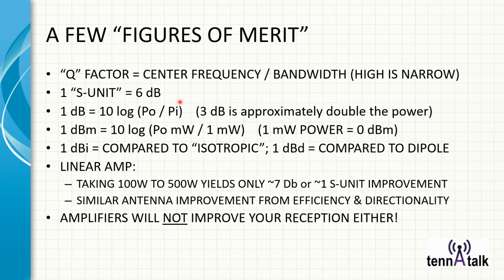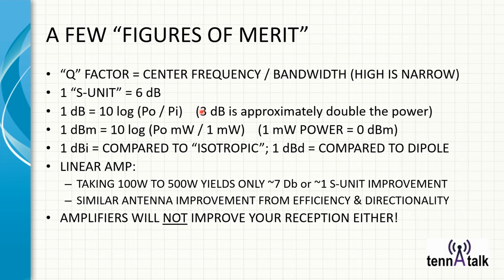A few figures of merit. You've heard about Q factor in all likelihood. Well, that's the center frequency divided by the bandwidth. So a high Q factor is very narrow. If you have a very narrow bandwidth, you have a high Q. Also, S units, as seen on your receiver, is about 6 dB, decibels. And 1 decibel is defined as 10 times the base 10 log of the output power over the input power. And so a 3 dB reduction is approximately half the power, or double the power if it's a plus 3 dB.